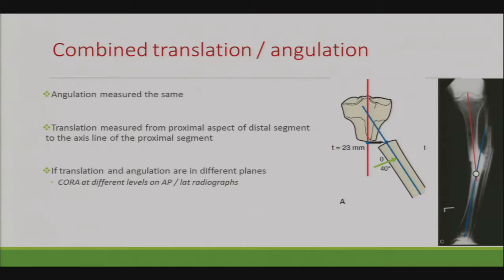Probably the most confusing to me is this combined translation and angulation. You'll measure angulation the same, so the intersection of the proximal and distal axes, and then you measure from the proximal aspect of the distal segment to measure the translation, and you measure over towards the axis of the proximal segment. So in this deformity, we would come to the proximal aspect of the distal segment here, and then measure across to the axis of the proximal segment. You can have translation in one plane and angulation in another plane. In that case, the CORAs are going to be at different levels on the AP and lateral x-rays.